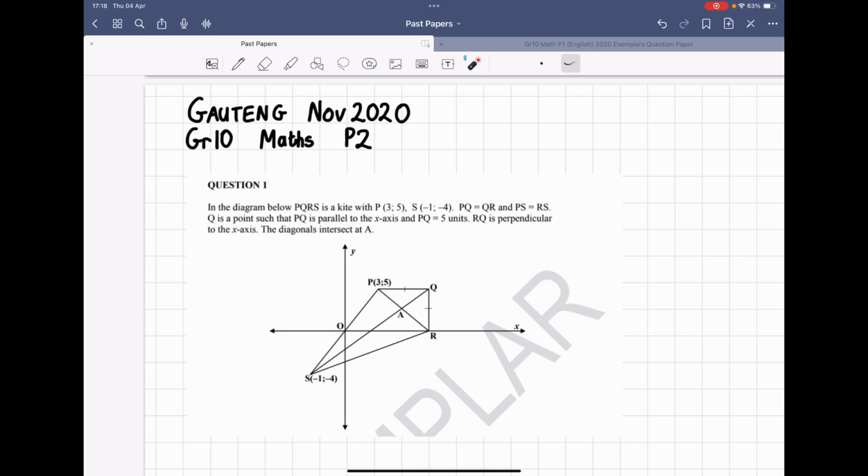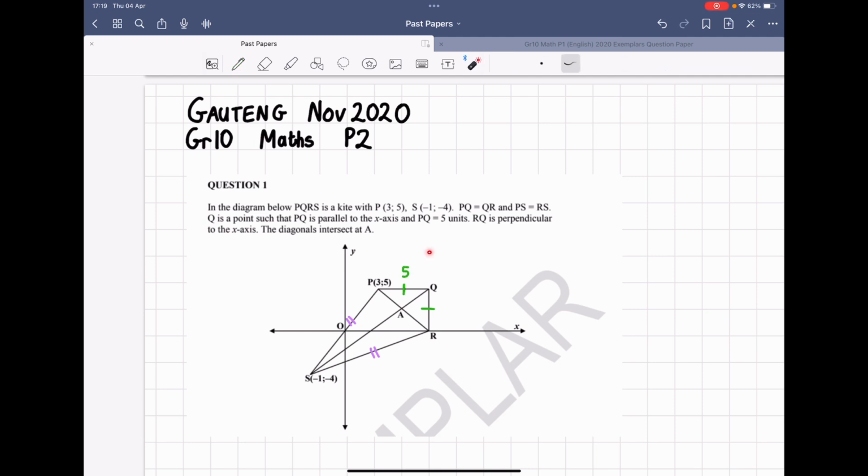In the diagram below, we've got a kite PQRS, and I have coordinates for P and coordinates for S, and I'm told that PQ is equal to QR and that PS is equal to RS. So I know this, and I know this. Then I'm told that the point Q is such a point that PQ is parallel to the x-axis and that PQ is equal to 5. So this length is 5.